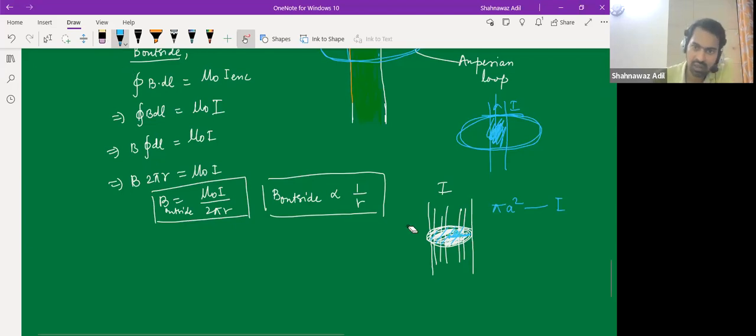Okay. Then if I want to calculate the current passing through this region, I'll have to take the surface in which it is passing. So this is pi r square. Is this clear, guys?